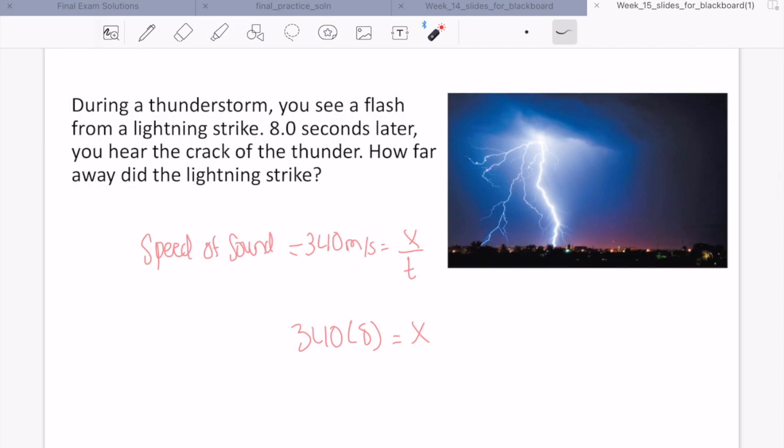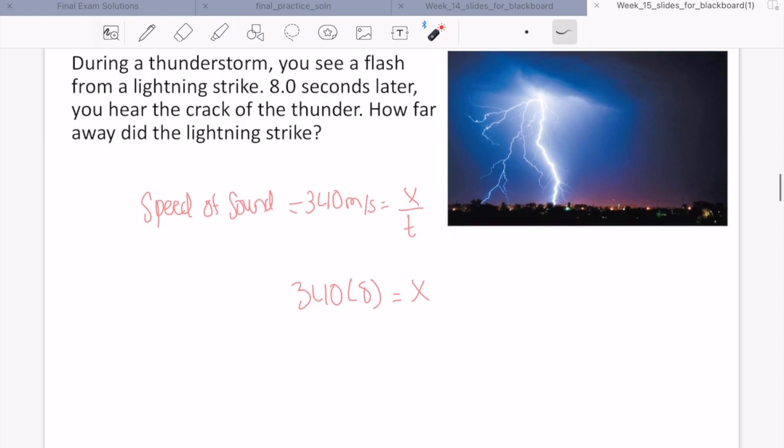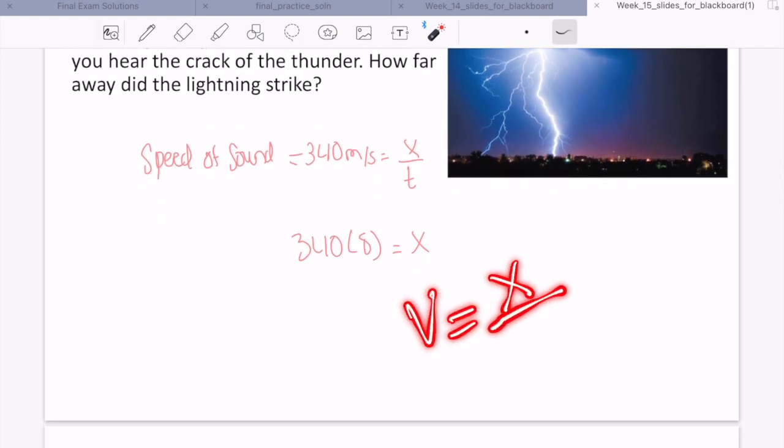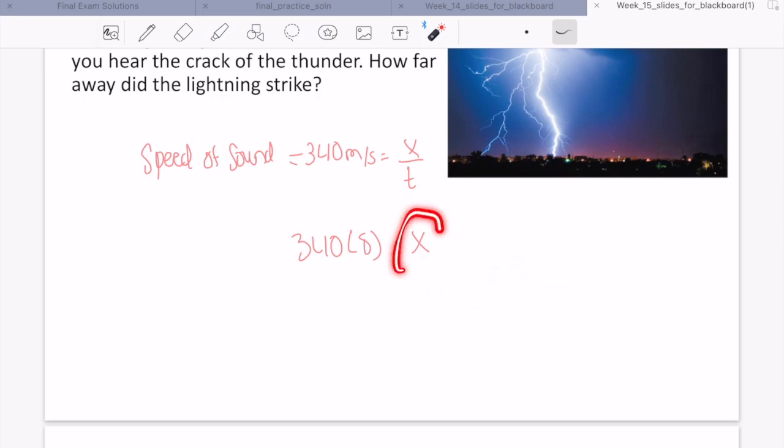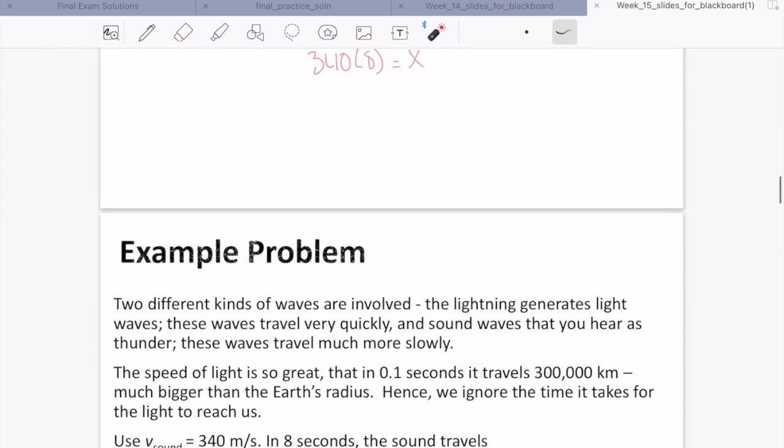This is a very quick example problem as well. It says if you see a flash from a lightning strike, and then 8 seconds later you hear the crack of the thunder, how far away did the lightning strike? Well, we know speed is equal to distance divided by time. If the speed of sound is 340 meters per second, and I heard the thunder 8 seconds later, I just take 340 times the time it took me to hear it, 340 times 8, and that gives me how far away the lightning strike was.